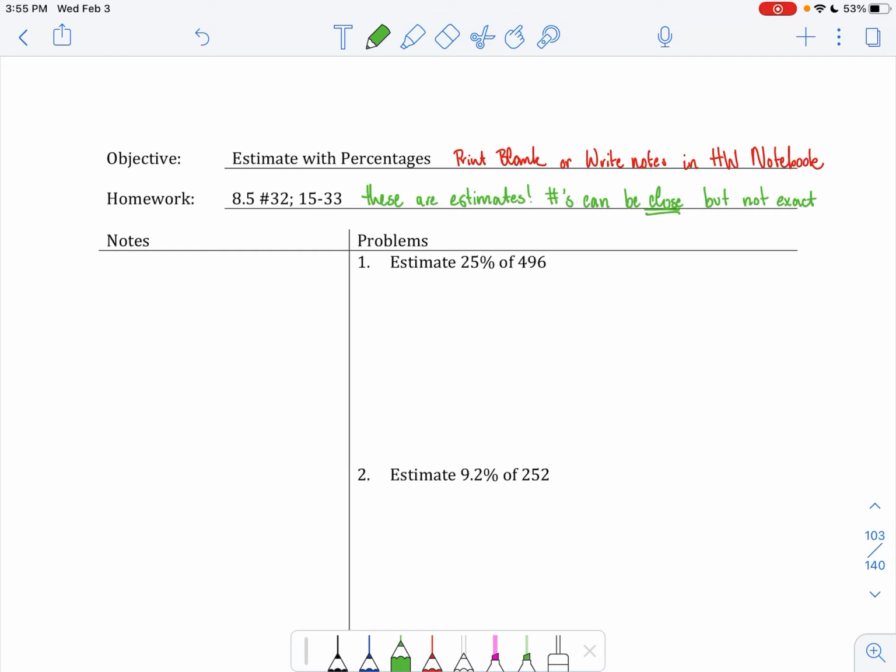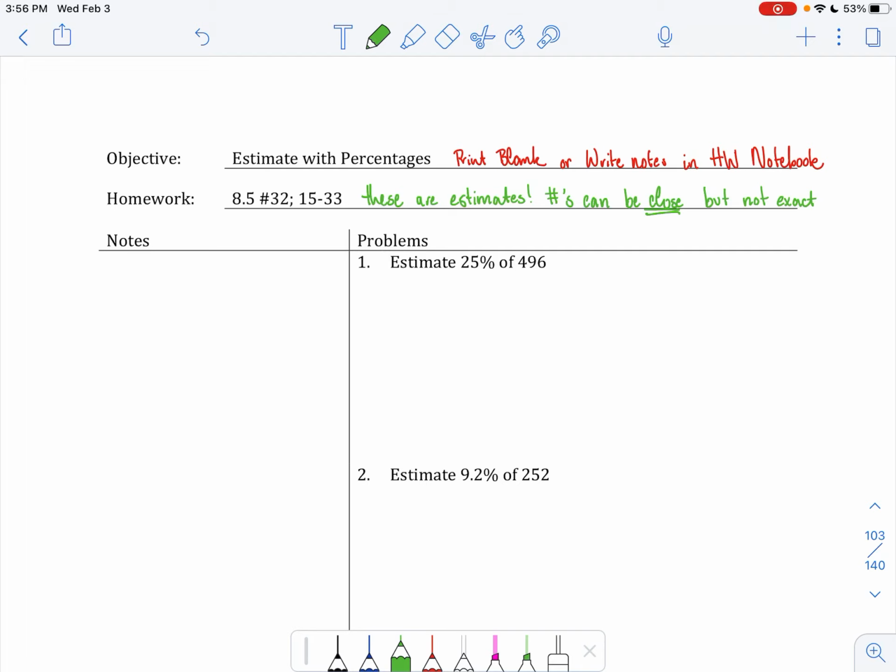The other note that you'll see here is that when you're checking your answers for the odd number problems from 8.5, the objective here is to estimate with percentages. These are estimates, which means that if the number you got is 210 and the number the book has is 208, that will be just fine, because the idea here is to estimate, so you want numbers to be close. Now, if the book has 208 and you have 150, that's not close, right? You want to go back and check those. But if we're talking about 1 or 2 off, that's just fine. So get yourself ready for notes, whether it's printing or writing them in your homework notebook, and we're going to get started.